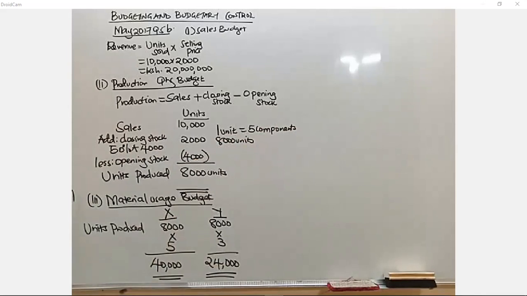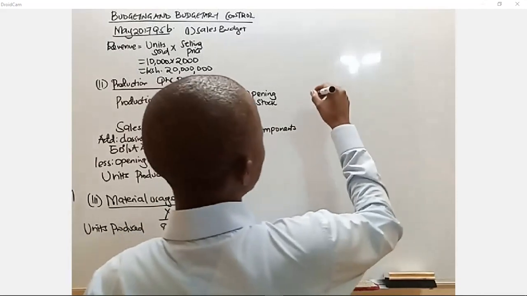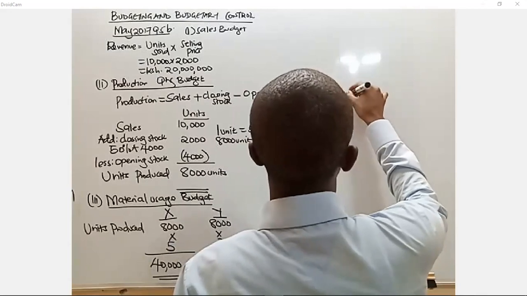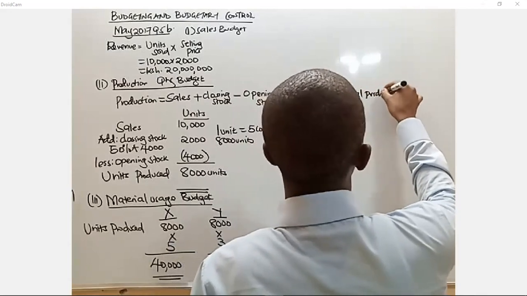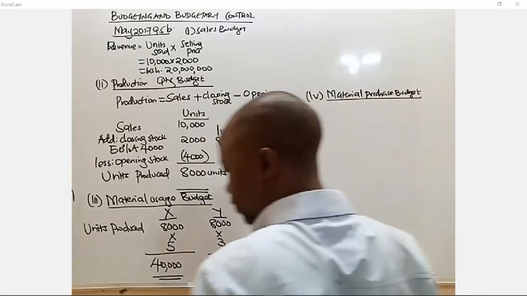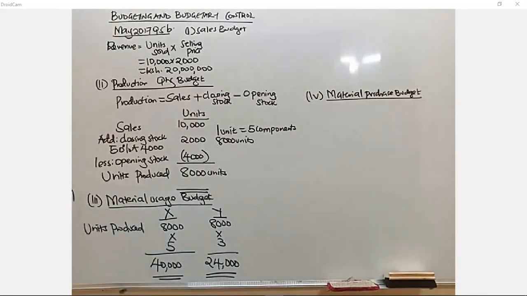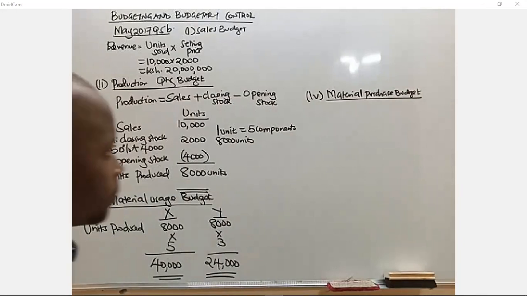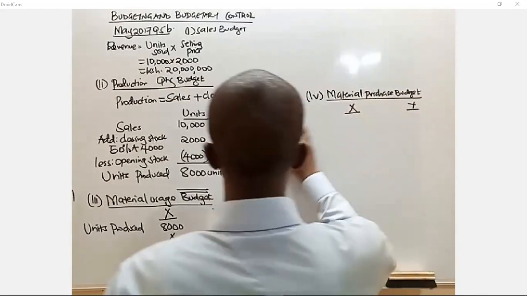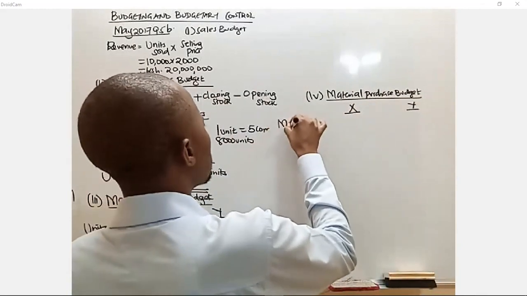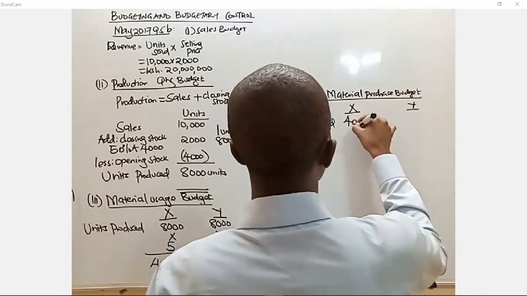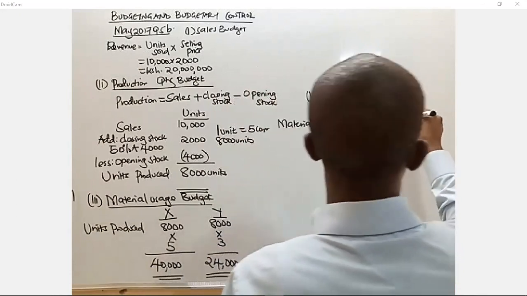Then number 4 now. This one is finished, but there is something else required there. Number 4, we are talking about the material purchase budget. What do we use to buy these materials, right? So you will come and tell me, teacher, we are only making 2 components, X and Y. So let us look at the material used. X we have used 40,000. Y we are using 24,000.